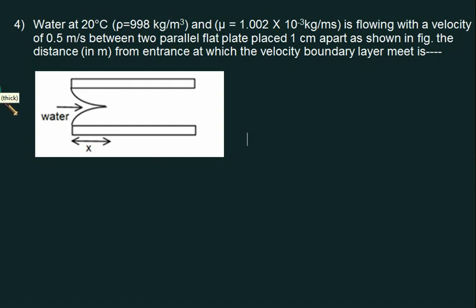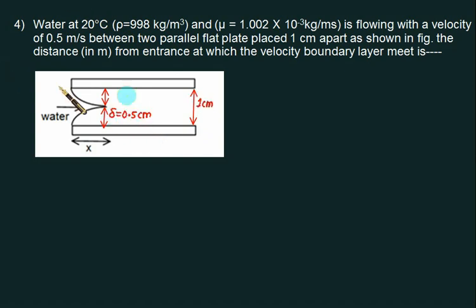In this problem, we are given two flat plates and the boundary layer is shown. Viscosity, density, and velocity are also given to us. The distance of separation of the two plates is given as 1 cm. So we can show these two distances: this is the boundary layer thickness for the first plate and the second plate, and this is the total distance of separation. So this distance of separation is 1 cm.